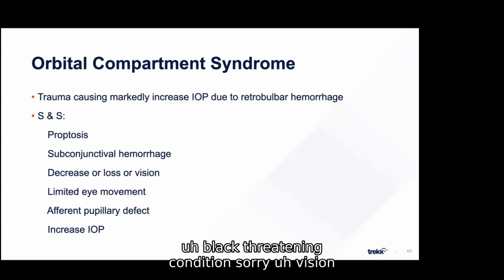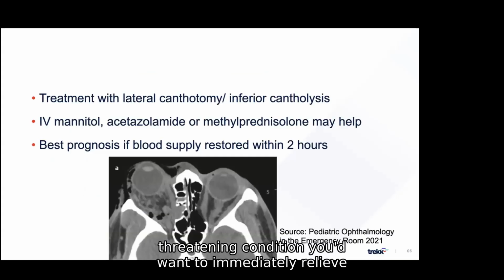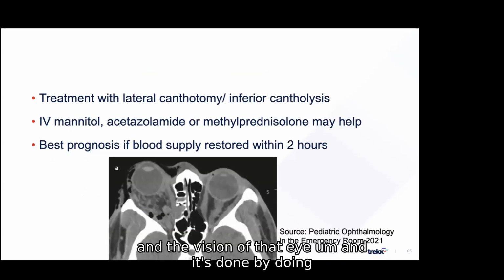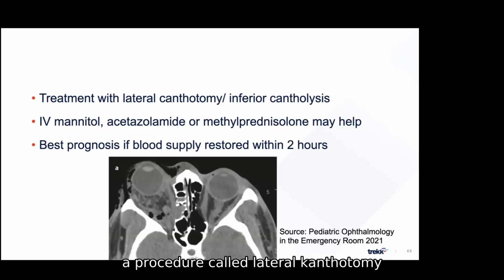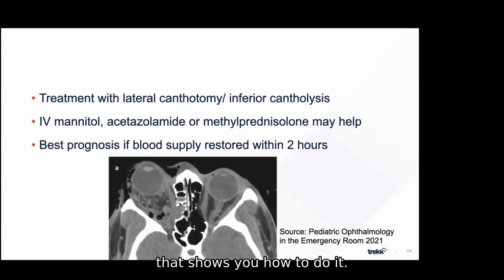Now, this is an immediate vision-threatening condition. You'd want to immediately relieve the pressure to preserve the eye and the vision of that eye. It's done by a procedure called lateral canthotomy and inferior cantholysis. You can Google it, and there are a lot of clips on YouTube that show you how to do it. It's a simple procedure, but it's not for the faint of heart.